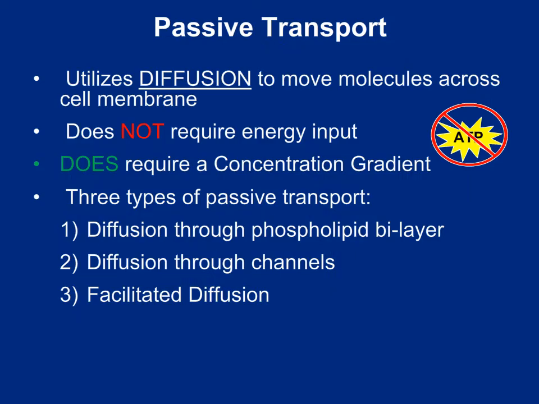So now that we have a basic understanding of the processes of osmosis and diffusion, we're going to go back to our friend passive transport. Now remember, passive transport utilizes diffusion to move things across the cell membrane. And diffusion does require a concentration gradient, but it does not require the expenditure of any ATP. That is, as long as we have a concentration gradient in our favor, it's going to happen for free. And there are three ways in which passive transport can move substances into or out of the cell. We can go through the phospholipid bilayer, we can go through protein channels, or we can utilize something called facilitated diffusion.